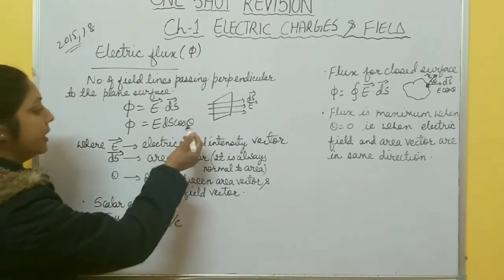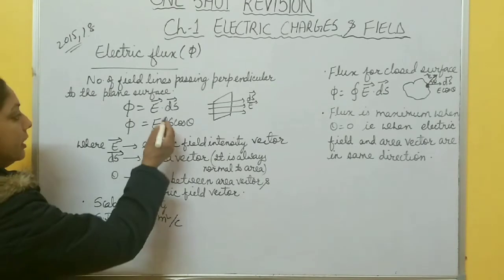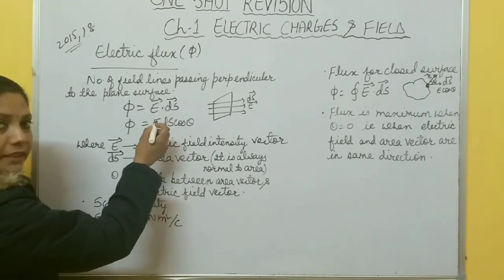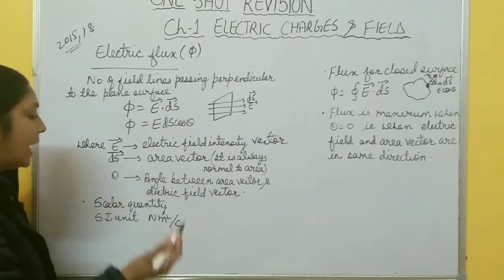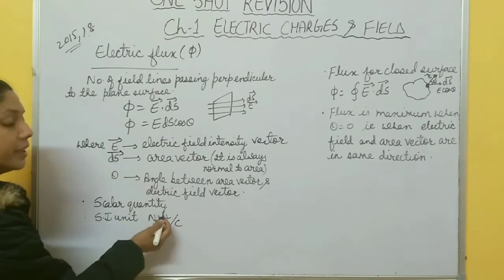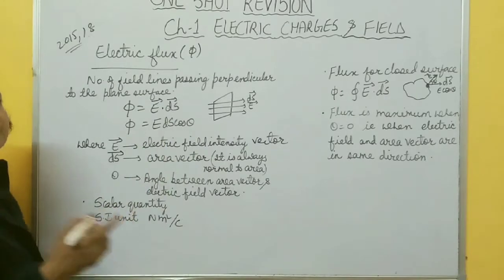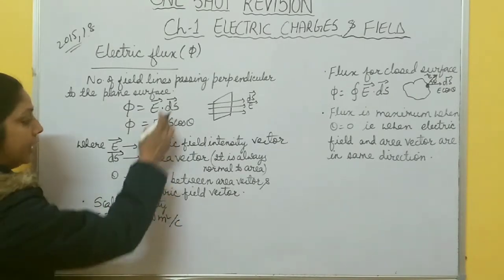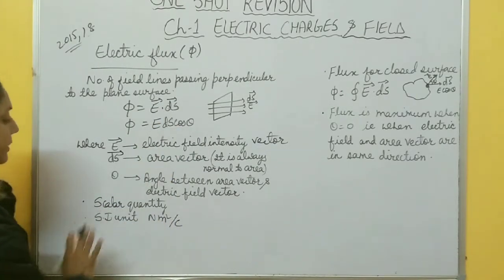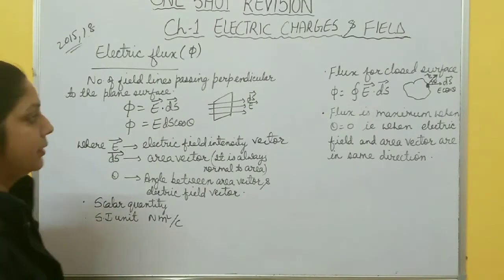Phi equal to E ds cos theta. It is a dot product of two vectors, right? So it is a scalar quantity, and its SI unit is Newton meter square per coulomb. Because electric field is force per unit charge, Newton per coulomb, and area is in meter square. So the SI unit becomes Newton meter square per coulomb.